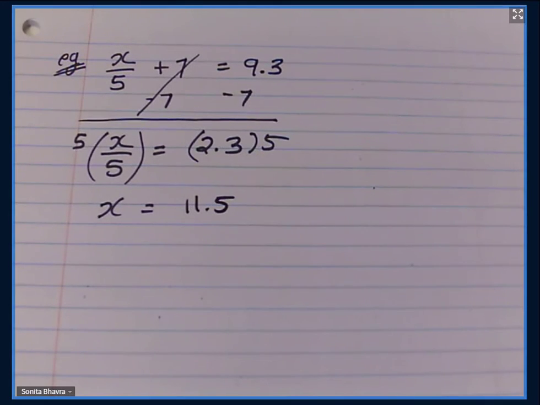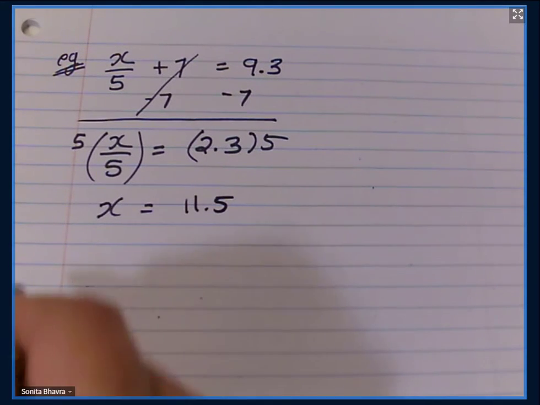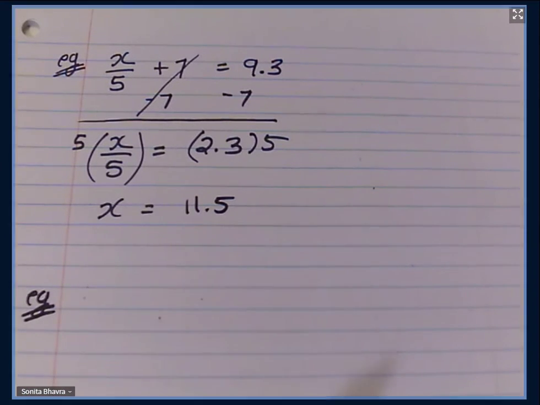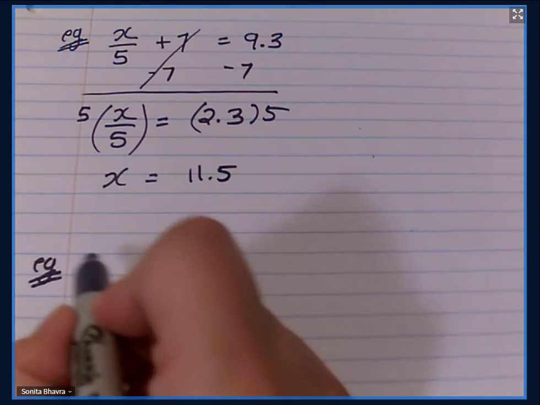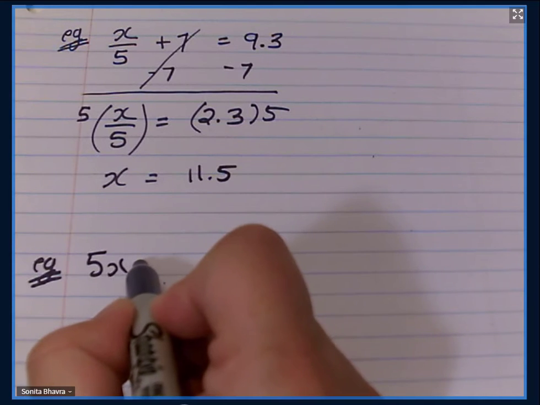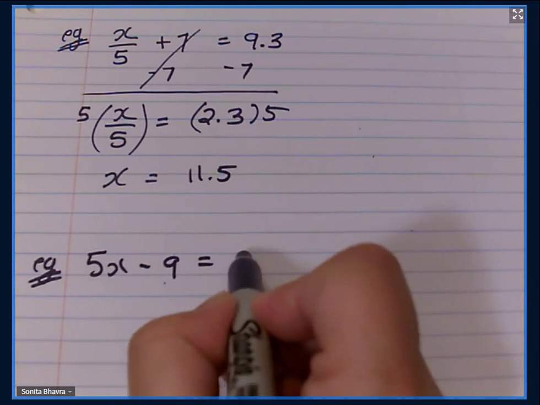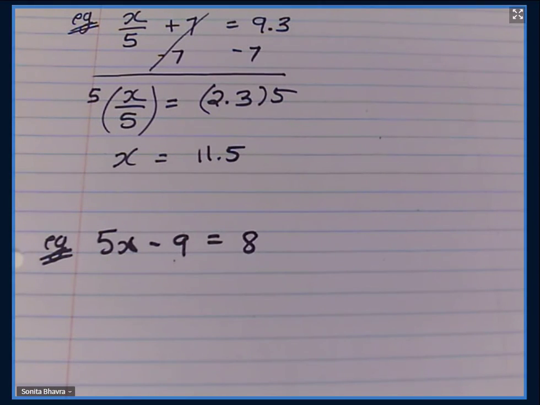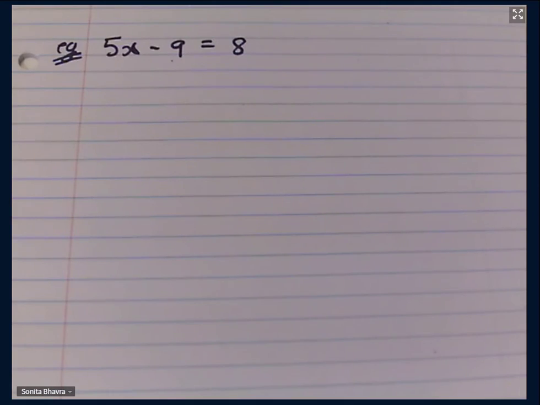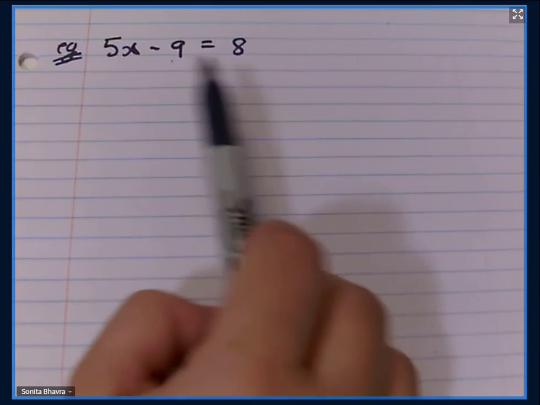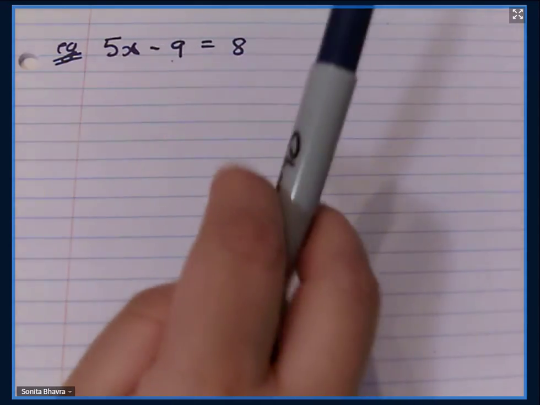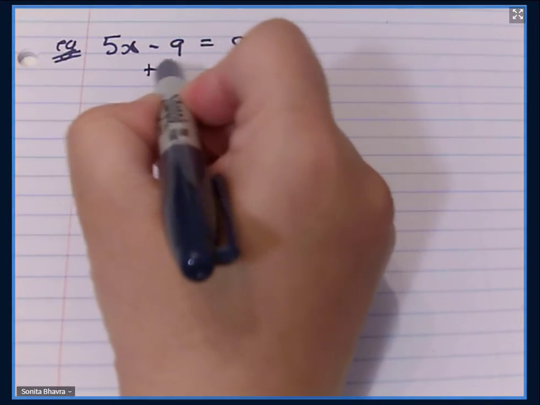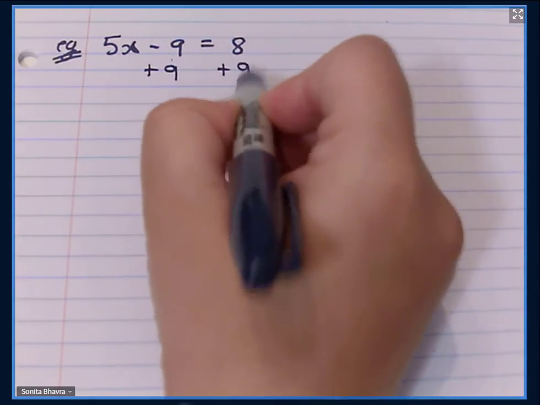All right, I'm just going to put an example here for you guys to try, and then we'll go over it in a sec. 5x minus 9 is equal to 8. Okay, give that a try. All right, so for this example, 5x minus 9 equals 8. We're going to work with our addition subtraction first. So we have a minus 9 here, so we have to add 9. Add 9 to both sides.